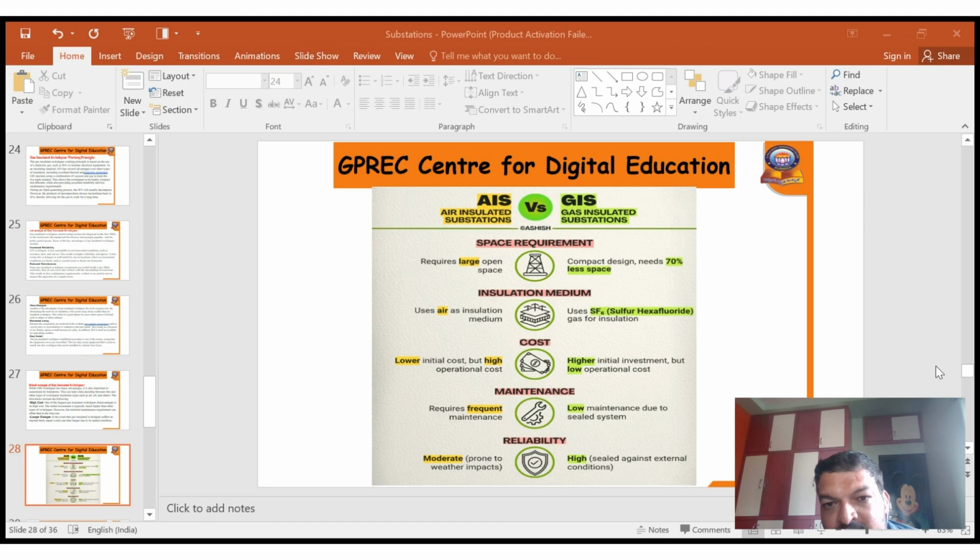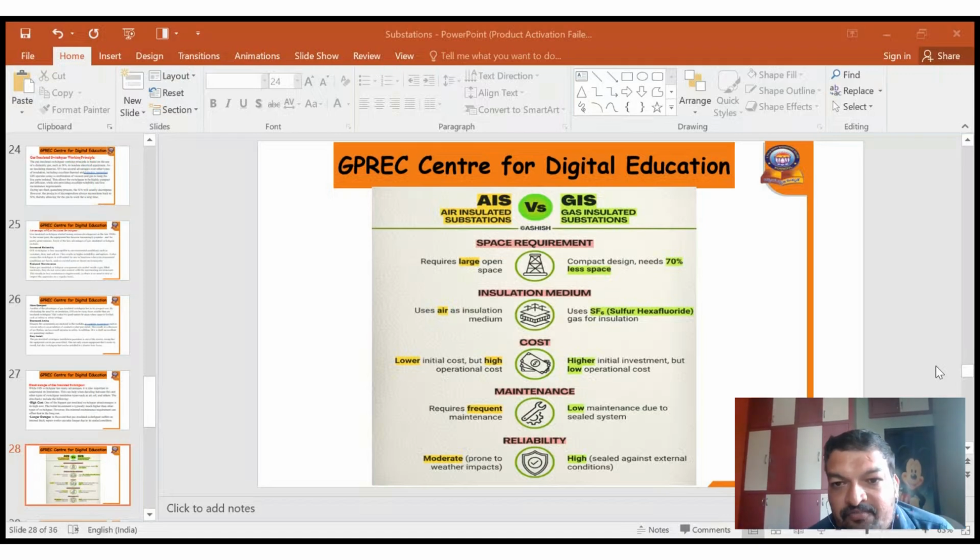Coming to the second category, insulation media. So we know that in any substation, the insulation media plays a major role. Air is the insulating media in air insulated substation, whereas in gas insulated substation, SF6 is the insulating media that is used.